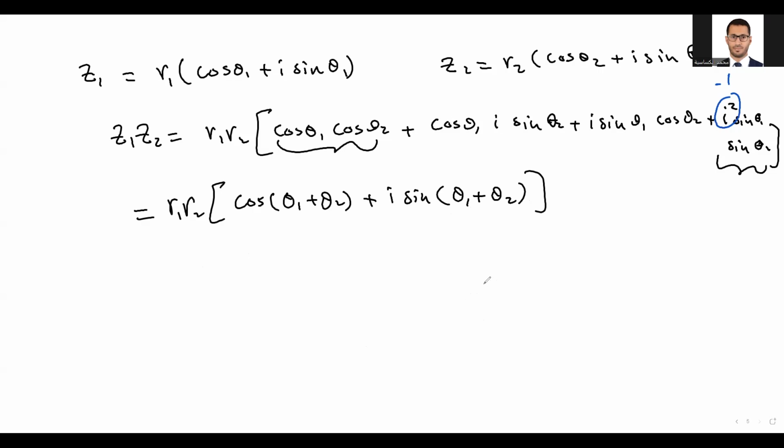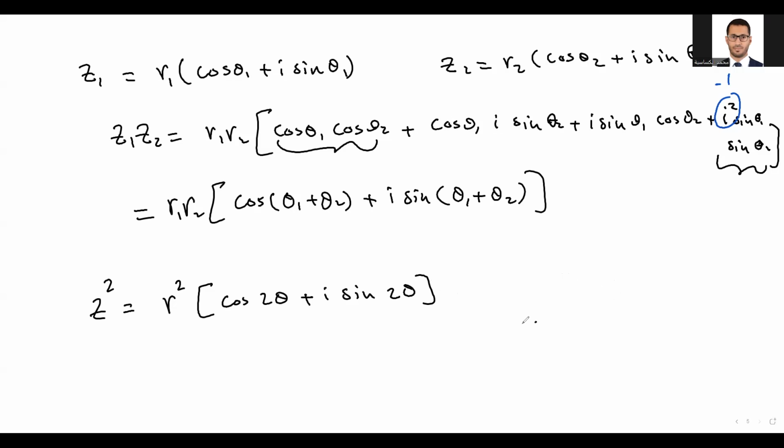So if we need to expand this to a higher degree, we can see that z squared equals r squared (cosine 2 theta plus i sine 2 theta), because we have the same r multiplied, giving r squared, and theta plus theta is the same as 2 theta.